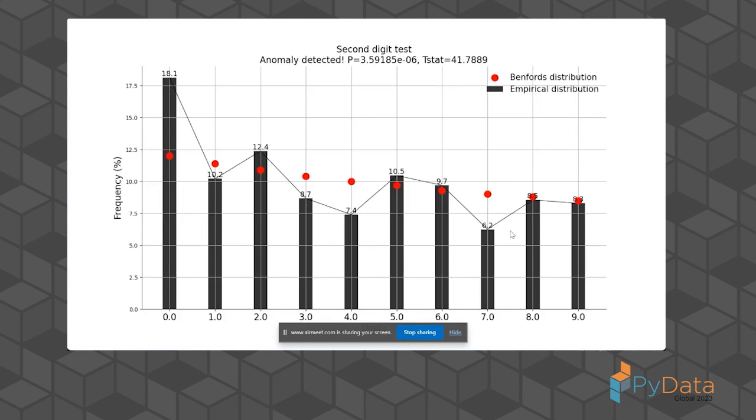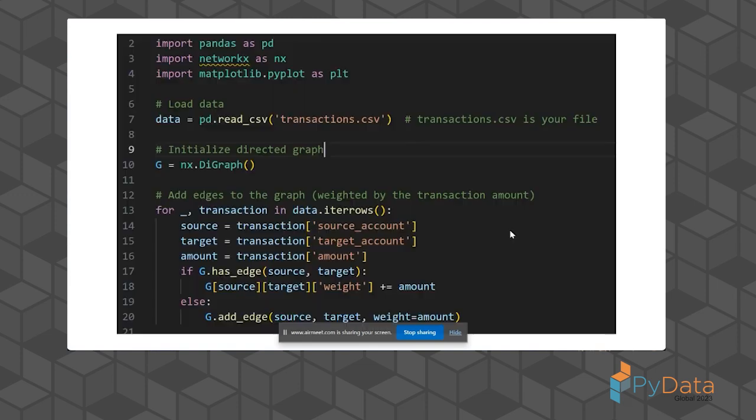This is for second digit and third digit. Okay. So next, we have to visualize the things. So we have to show the relationship between different bank accounts if there is money laundering. So for that, we can make use of a library called NetworkX.